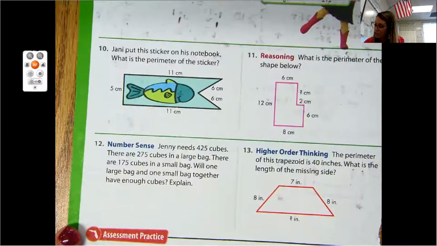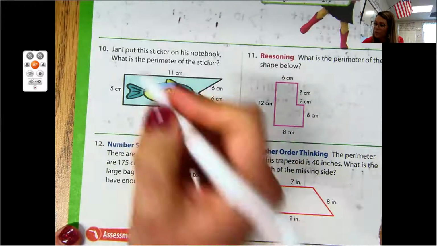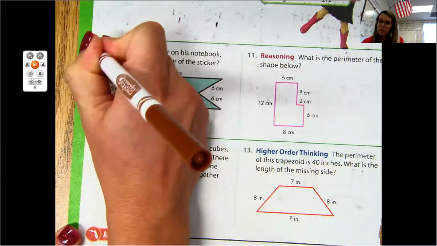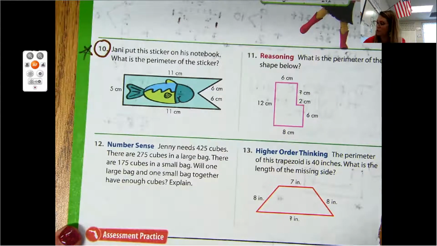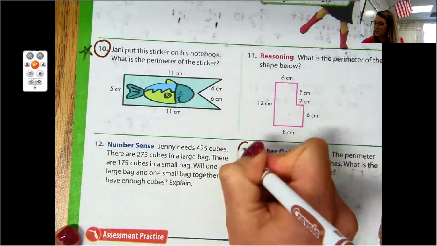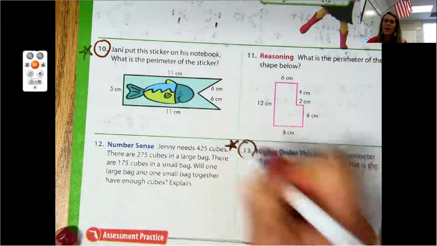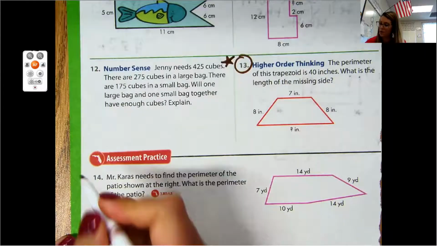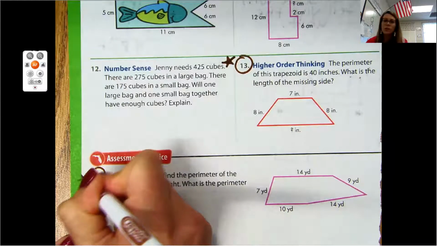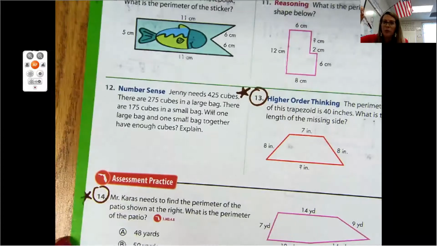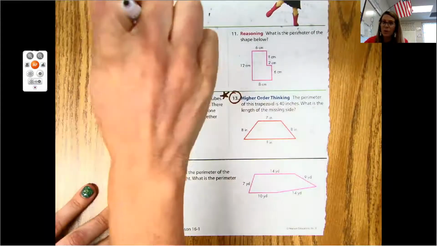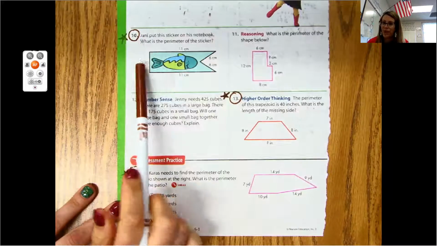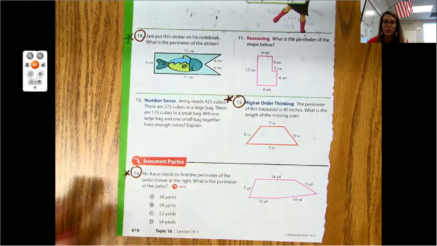And then on the back, these are your discussion post questions. You're going to do number 10, put a little star next to that. You are going to do number 13 and number 14. Okay, those are the only ones you need to do on the back, but then you're going to post your answer for 10, 13, and 14.